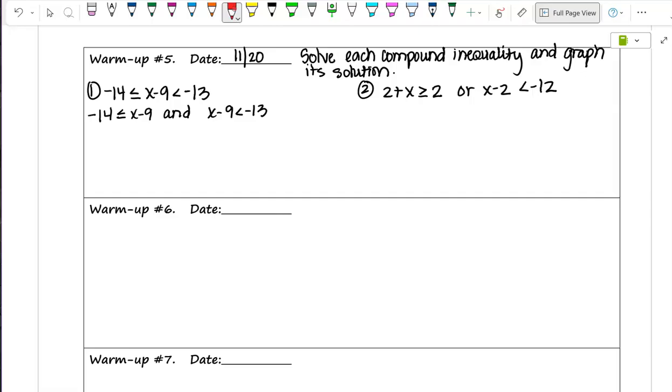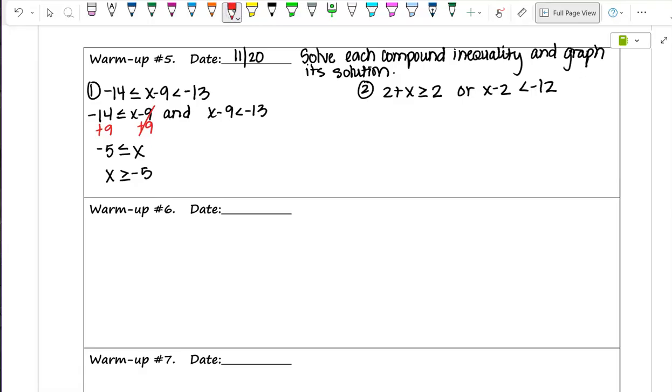So negative 14 is less than or equal to x minus 9. Add 9 to both sides. Negative 14 plus 9 is negative 5. So negative 5 is less than or equal to x, which we can flip that whole thing around and say x is greater than or equal to negative 5. Now, in an and problem, we want our two inequalities to be going towards each other. They should overlap, so we can graph just the overlap.